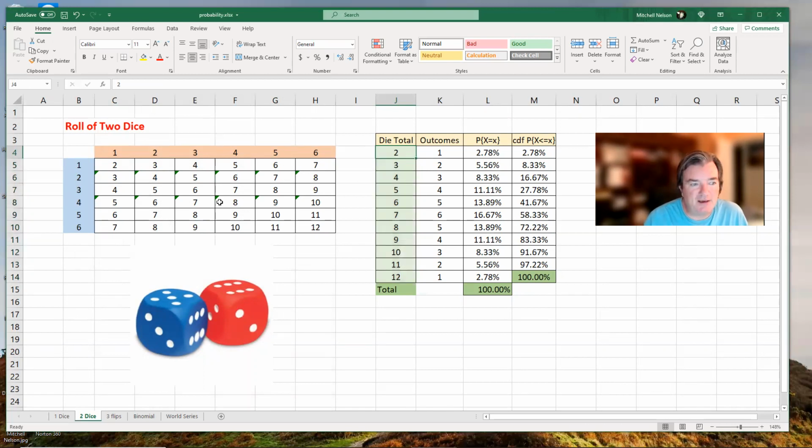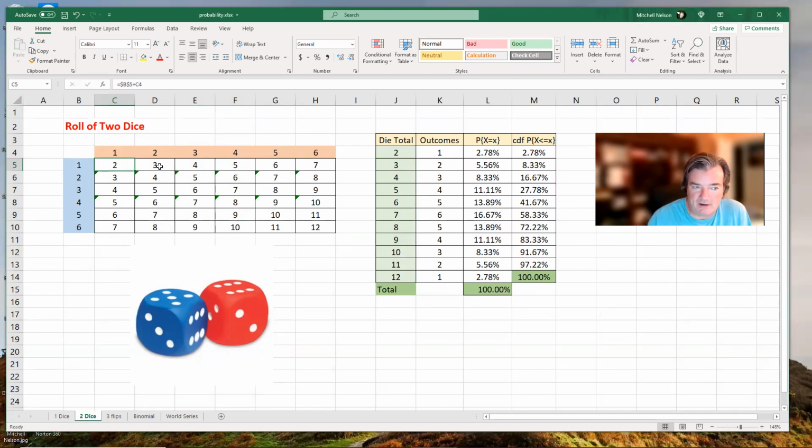Okay. So now the question is, out of the 36 possible ways to roll 2 dice, what are the probabilities of getting these individual outcomes, 2 through 12? Well, assuming once again, there's nothing wrong with the dice, they each have an equal chance of coming 1, 2, 3, 4, 5, or 6. Then there's 36 equally likely outcomes. A 1 and a 1 adds up to 2.